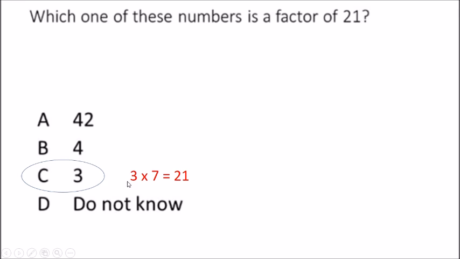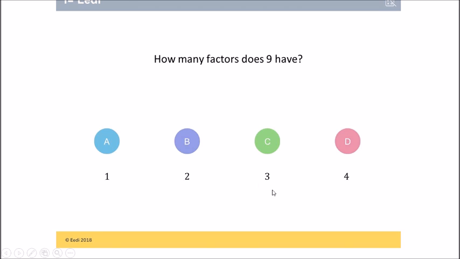I know that because 3 times 7 gives me 21, which makes 3 a factor of 21 and 7 a factor of 21 as well. As long as these two things are whole numbers, they would be factors of that target number. Next question. Remember, if you need some more time to think, just pause the video.